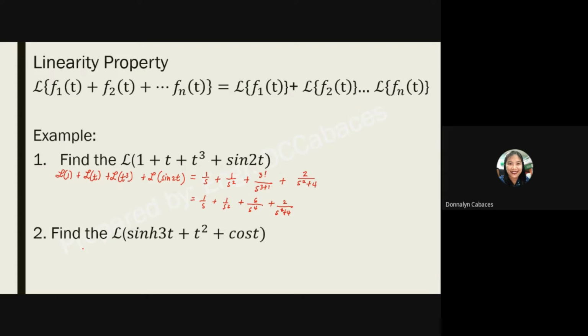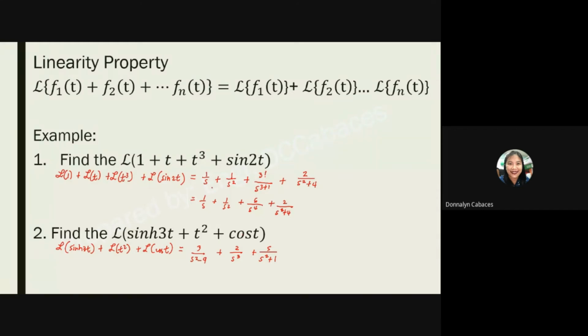What about the second problem? Find the Laplace of the hyperbolic sine of 3t plus t squared plus cosine of t. So again, by linearity property, that is the Laplace of the hyperbolic sine of 3t plus the Laplace of t squared plus the Laplace of cosine of t. Okay? So again, what is the Laplace of the hyperbolic sine of 3t? That is 3 over s squared minus 9, plus 2 over s cubed, plus for the cosine, you have s over s squared plus 1. And then again, you just simplify your result.